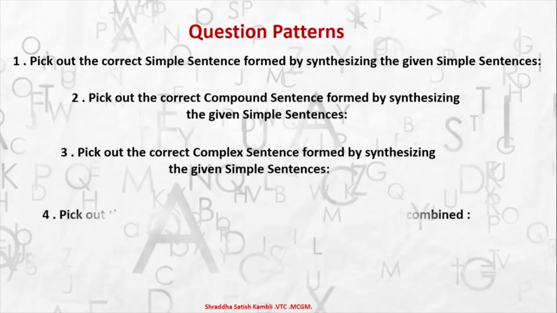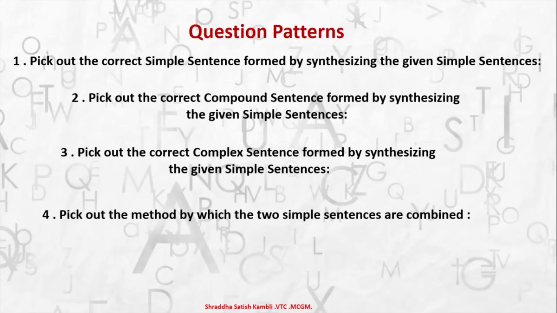Okay? Pattern 4 is pick out the method by which the two simple sentences are combined. So you have to find out which is the correct method that has been used. That is, are you using an infinitive? Are you using a participle? Are you using an adverb clause, noun clause? So what have you used in order to combine the two simple sentences? And finally, you have the pattern where you do as directed. So whatever the question is asking you to do, that you have to do.